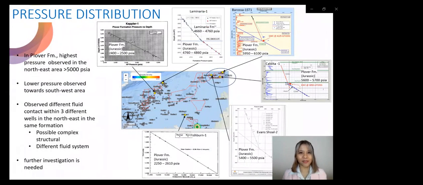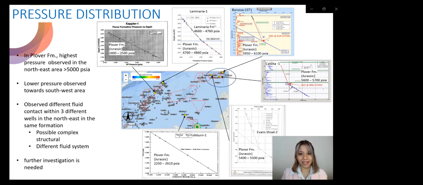Up to this point, we have seen and understood the lithology, mineral, and fluid distribution across Bonaparte Basin. Let's apply the same analysis to pressure and temperature distribution, except this time, instead of looking at the images, we are looking at plots. This slide shows an example of pressure distribution over Plover formation. We can see the highest pressure observed is in the northeast area, where the pressure can reach more than 5,000 psi. Lower pressure trend is observed as we go down towards southwest area.